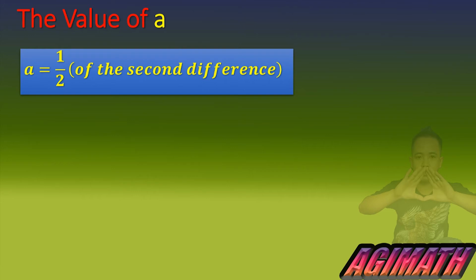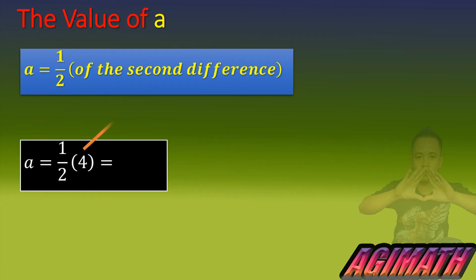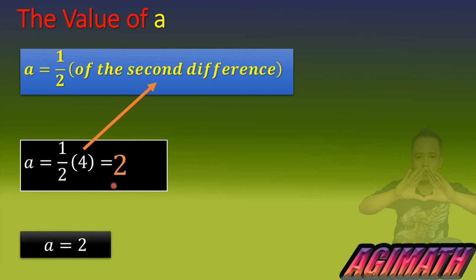So if you can recall, the second difference earlier is equal to 4. That's why for the value of a, it is 1/2 times 4. Again, 4 is the second difference as presented in the previous slide. And what is 1/2 times 4? That is equal to 2. Meaning, the value of a is equal to 2.